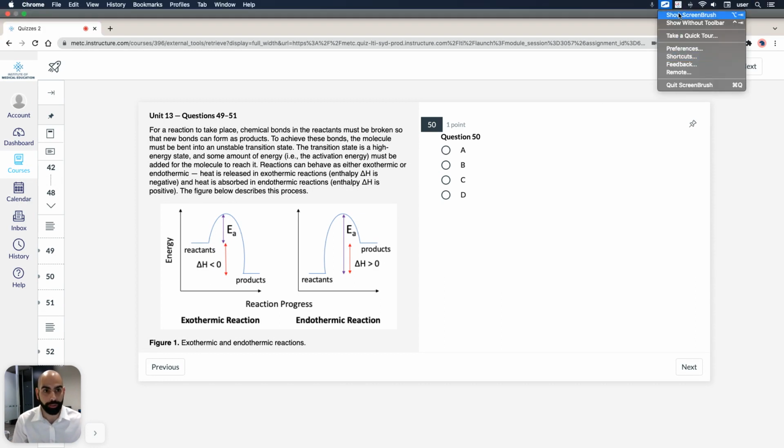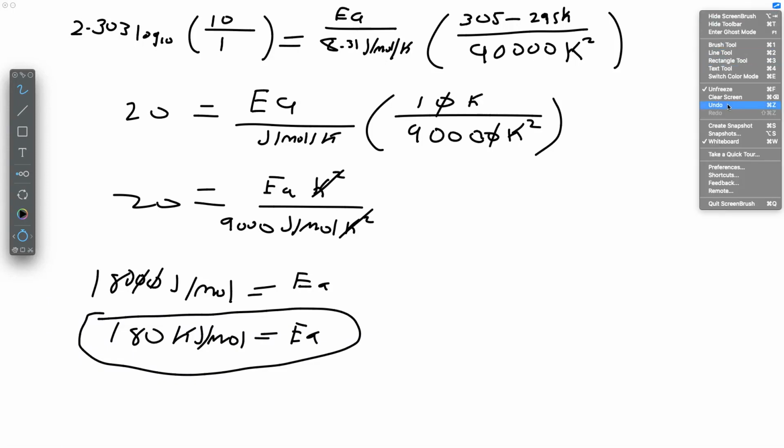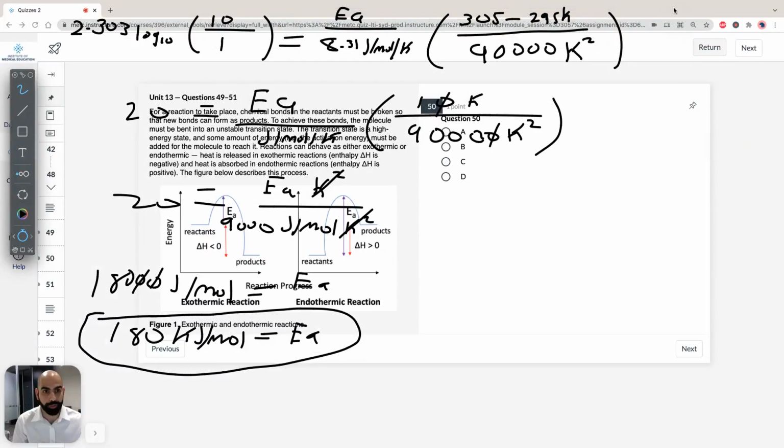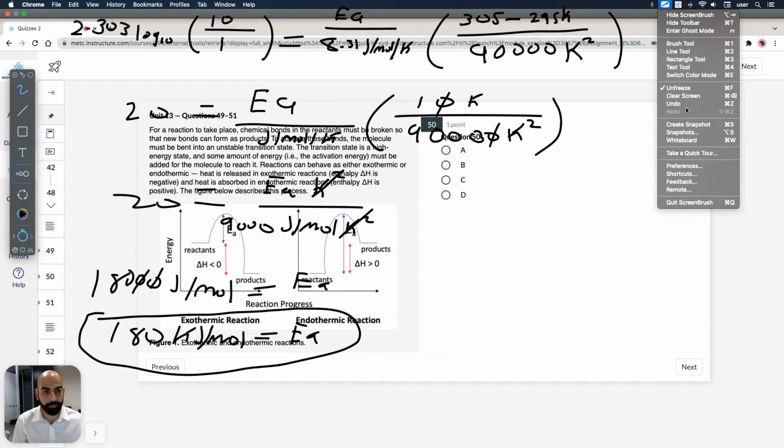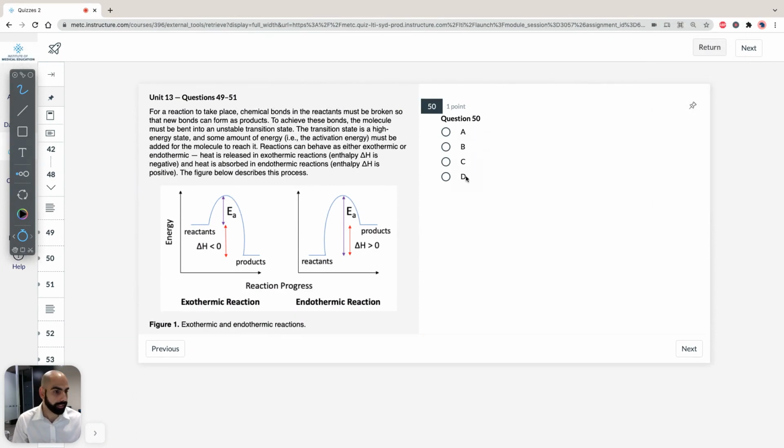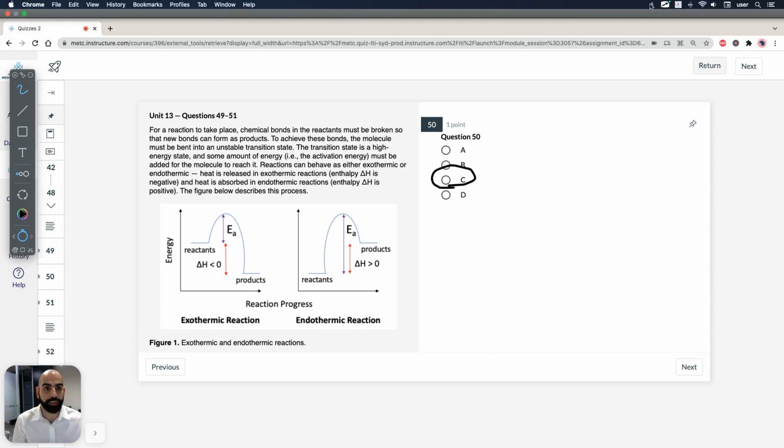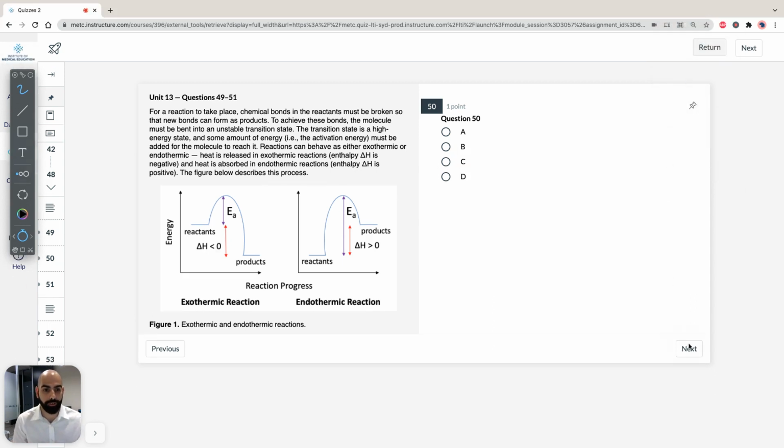So if we go back to our answer 50, I'll hide our whiteboard here. Answer 50 equals D. So it's going to equal 200 kilojoules. It's an approximation. We did a lot of approximation. You could have used other numbers, but as long as you get to around that number, you'll be fine. So now let's move on to question 51.